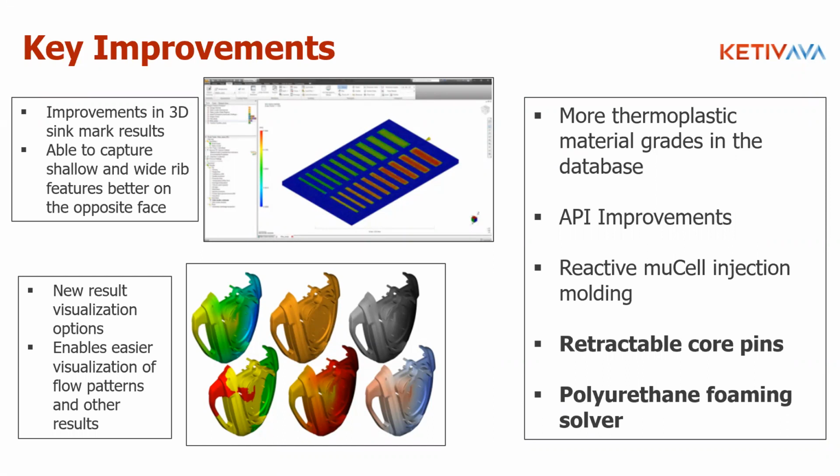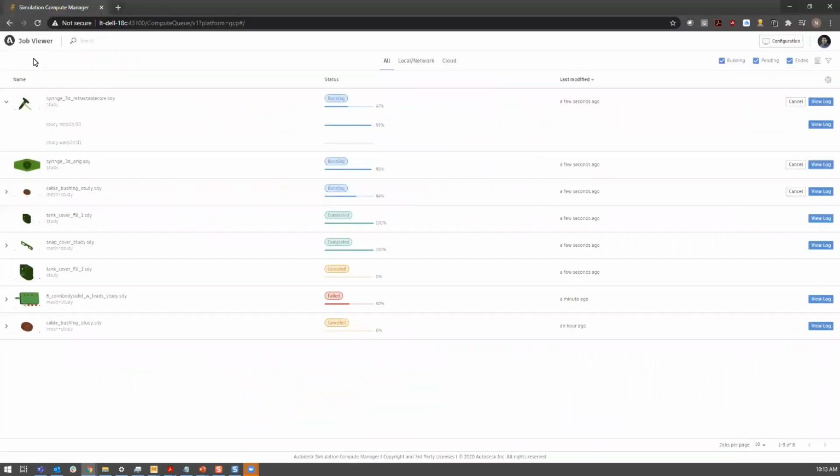Okay, so without further ado, I do want to get out of this PowerPoint environment and get started with the software and the improvements. So the first thing that I want to talk about is the simulation compute manager, right? So you'll see that there's a bunch of studies running right now. Some of them have failed, etc. But this is what replaces the simulation job manager, right?